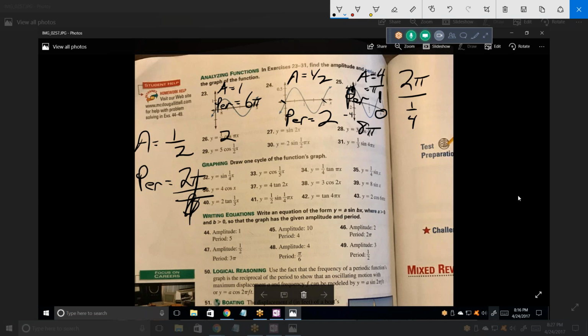29. Amplitude? So for 29, the amplitude would be 5. Period? And then the period would be 2 pi over 1/2, which reduces to 4 pi. Okay. Number 30. Amplitude?